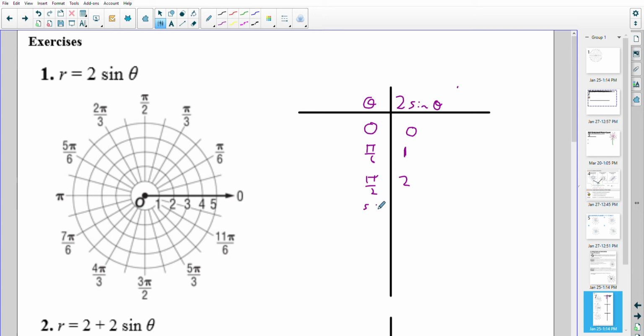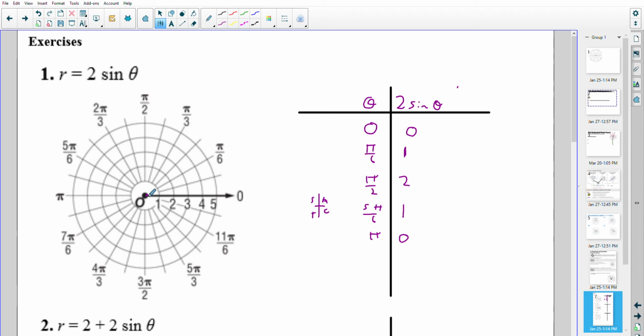And then the next point, 5 pi over 6, using the reference angle of pi over 6. And you have to remember ASTC here when you're figuring out the sine of 5 pi over 6. That is equal to a positive 1/2, which means 1/2 times 2 is 1. And furthermore, if you did pi, you would get 0. So let's go ahead and see what that looks like.